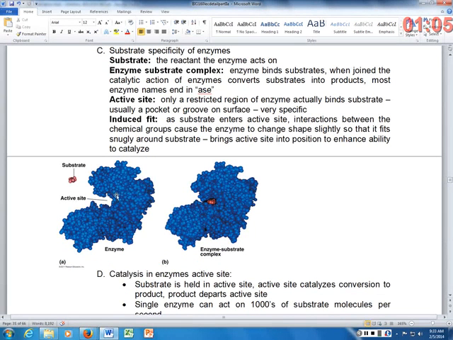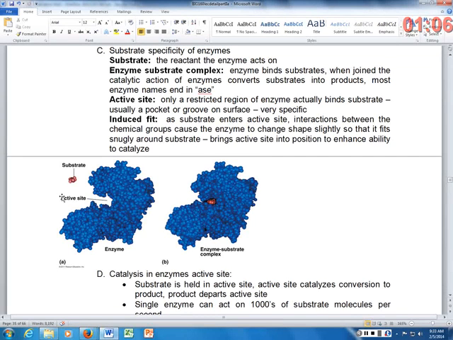So here is your substrate. And it's got an active site, which is a restricted region of the enzyme that actually binds to the substrate. A lot of times it's like this little pocket or groove. This goes in here and holds in this little space. And when it's together, we have the enzyme-substrate complex.